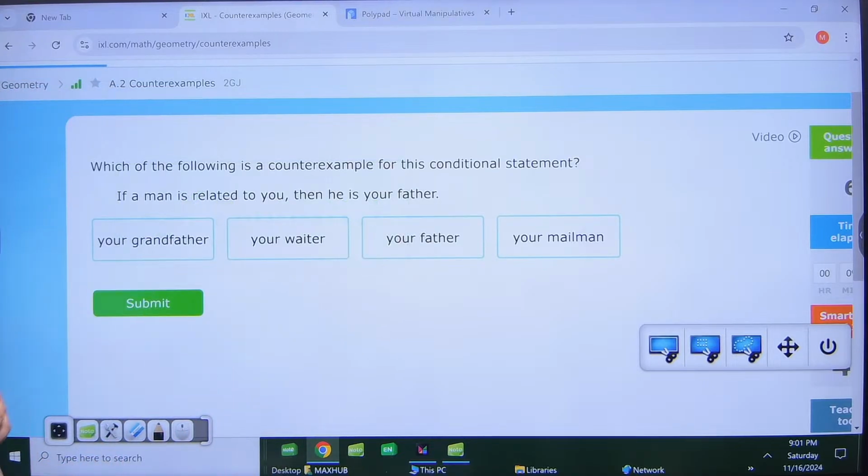Okay. Which of the following is a counterexample? If a man is related to you, then he is your father. Grandfather.